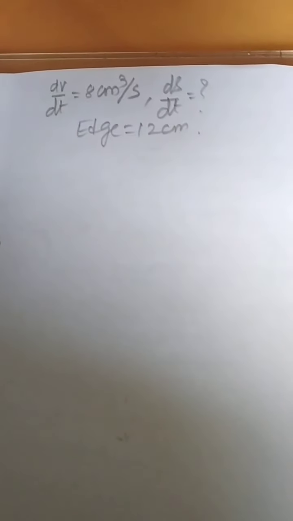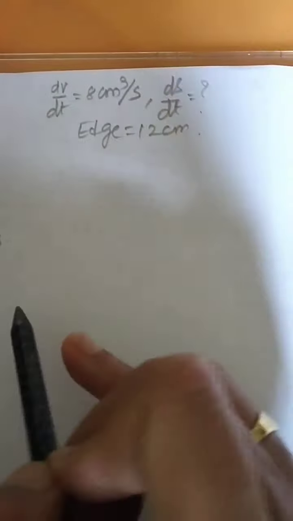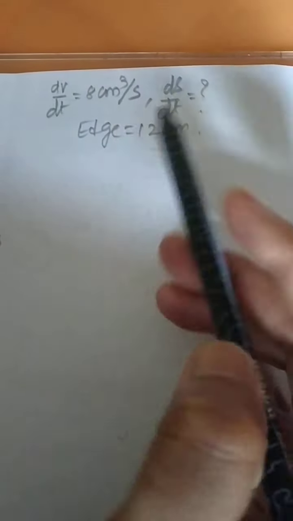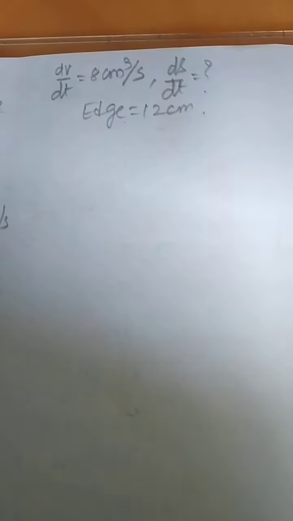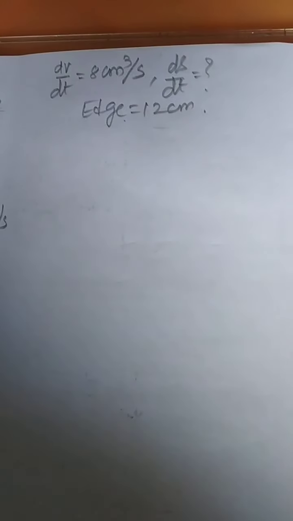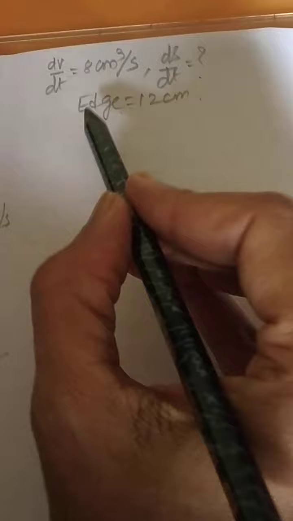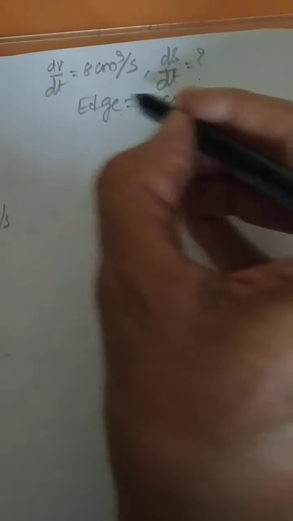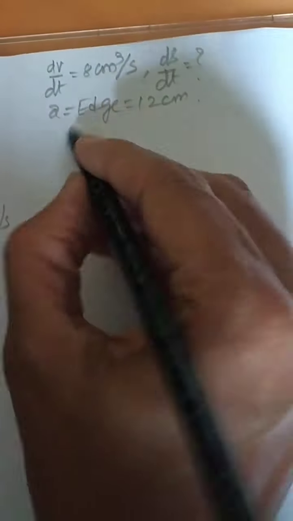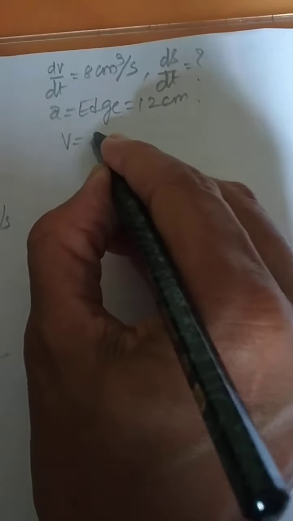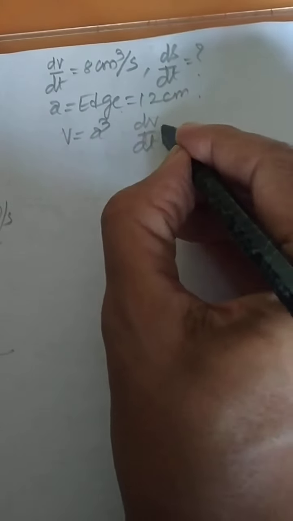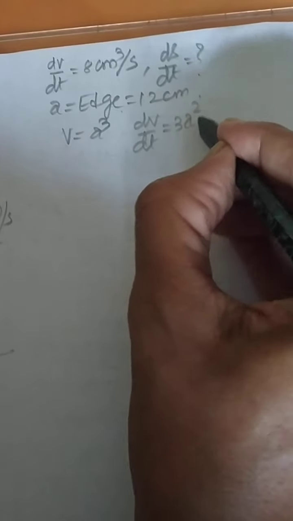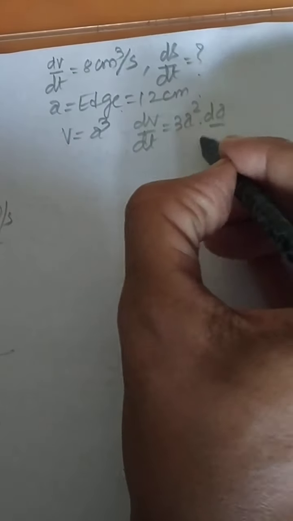Now there is no direct connection between the volume and the surface area. But the volume can be talked in terms of the edge, and surface area also can be talked in terms of the edge. So in such a case, we'll try to find a mediator. Let us suppose the edge I will consider as a. So volume will be equal to a cube. Now I will find dV by dt. It will be 3a square dA by dt.